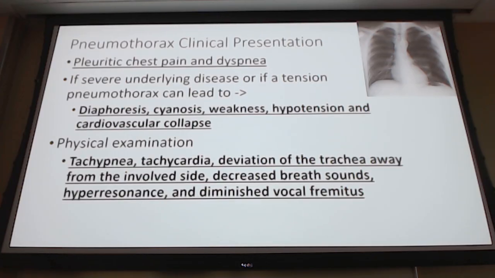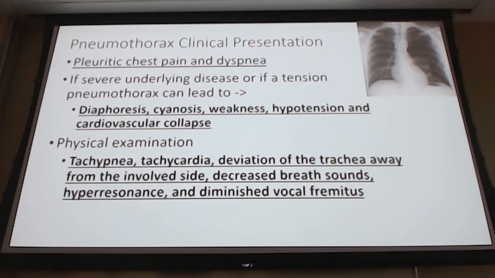All right. Again, chest pain, dyspnea. Okay, if you start to have tension, you're going to be diaphoretic. You're going to be cyanotic. You may have weakness. Okay, you may have hypotension, which leads to that cardiovascular collapse.